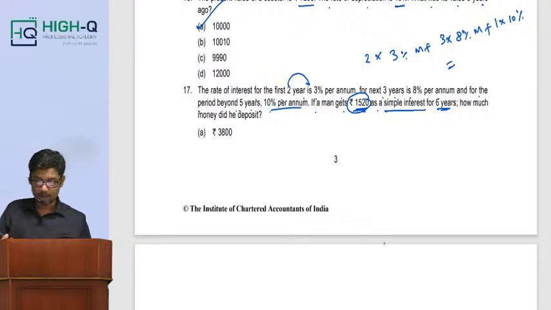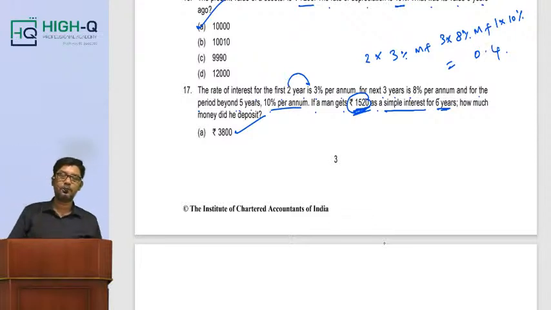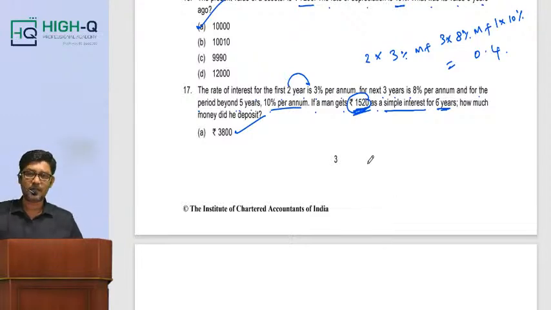Okay, what can we do? Trial and error method. Option A, 3,800. I get 1520. That's it. You will be getting 0.4. You just keep it with you. With 0.4, you multiply the options. Whichever option gives you 1520, that is your answer. Am I right, my dear?